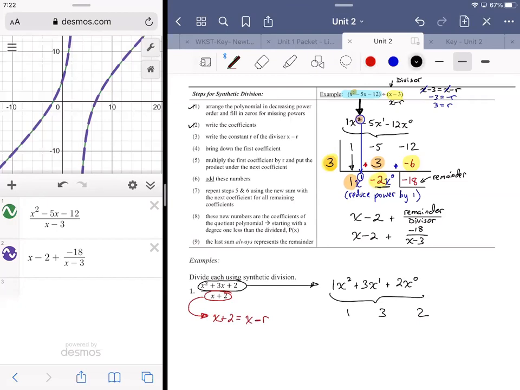What's going to happen is the x's cancel. We get 2 is equal to negative r, which means -2 is equal to positive r. That's the number that goes outside the little L division bar kind of thing. So we put a -2 on the outside.